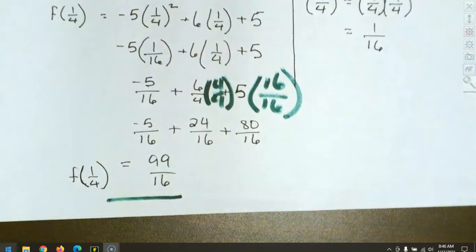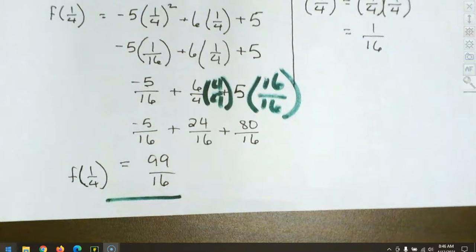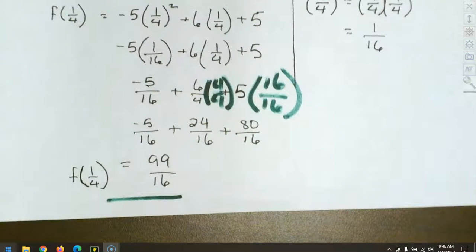So what did I do? I took my fractions and I squared first because order of operations, that's my first step. Once I squared it, then I rewrote them, multiplied, got a common denominator of 16, added them together, and that gave me my final answer.